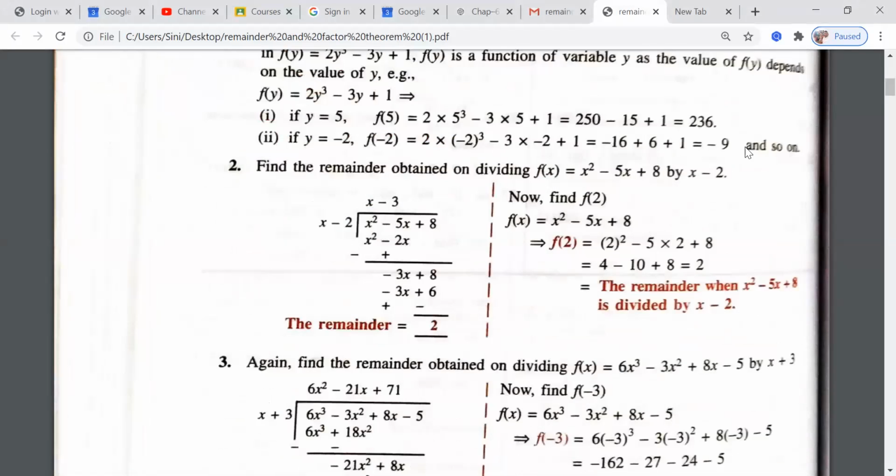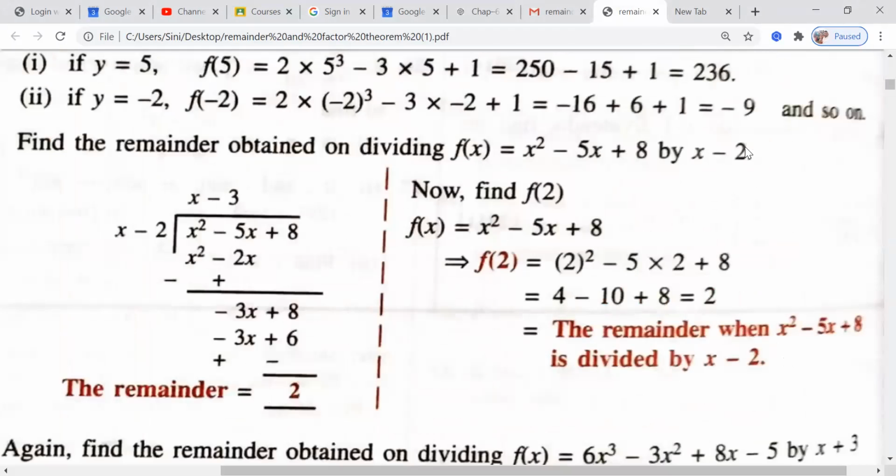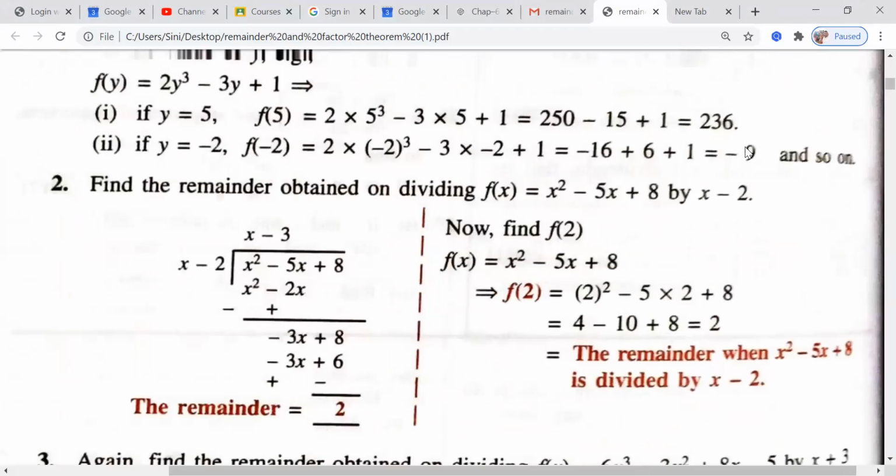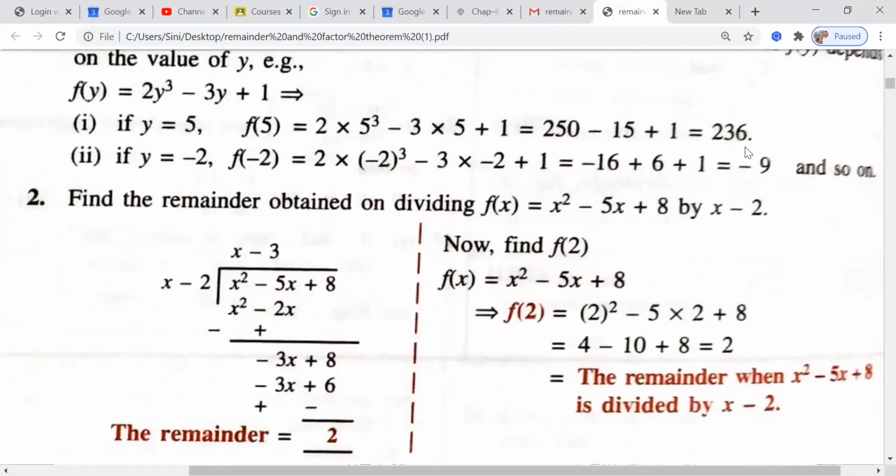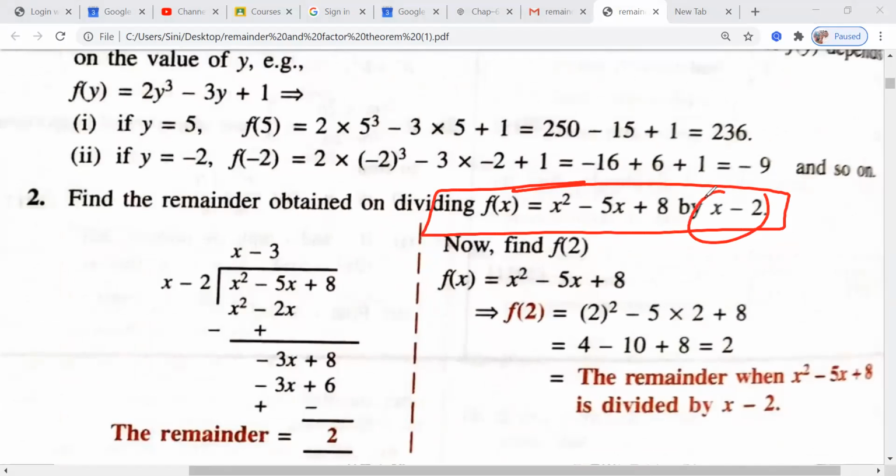So normally what we do, find the remainder. Let's see this question. Find the remainder of f of x, which is x square minus 5x plus 8, divided by x minus 2. First thing, what is the remainder of this? I have to put x minus 2 is equal to 0. So x is equal to 2.